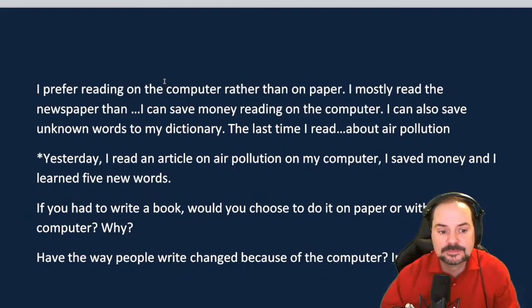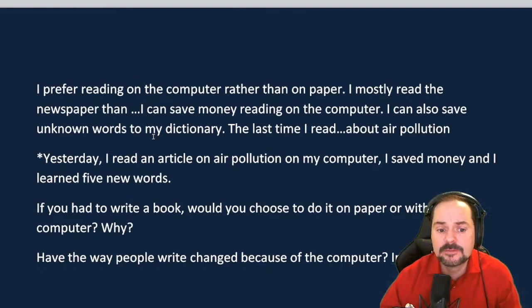Okay, I think it's too long. Can we keep it short? Yeah, make it even shorter. Yesterday, I read an article on my computer. I saved money and learned 5 new words. Yesterday, I read an article on a newspaper, and I can save money.